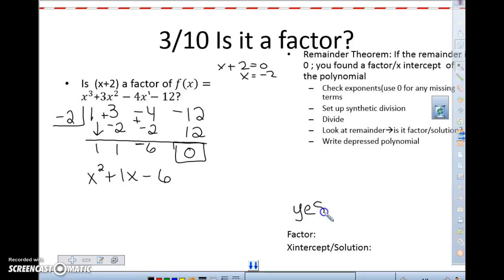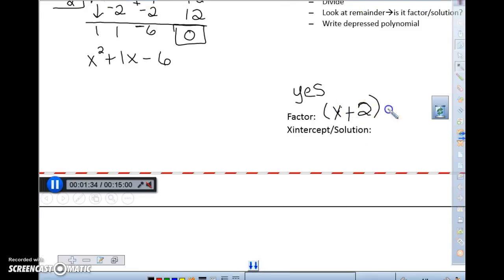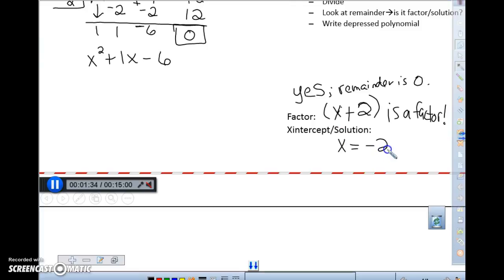So we can say, yes, x plus 2 is a factor. I'll raise it up. Because we got 0 as the remainder. Let me write that on there. Remainder is 0. Therefore, x equals -2 is a solution. That's what we found. Without having to factor, we found one of the zeros.